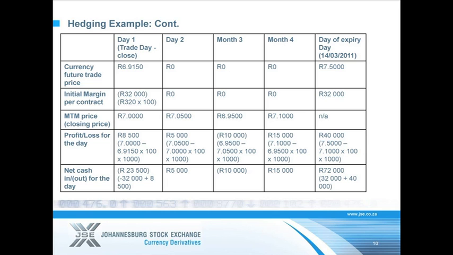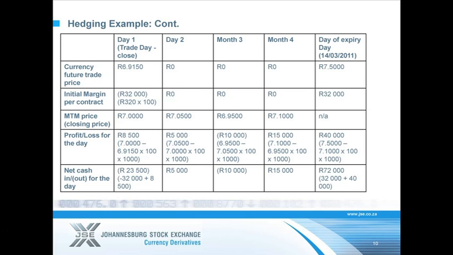But as you will see in the fourth column there, representing month 3, we are going to ask you to give us money tonight because we revalued at 6.95, so there was a loss of 10,000 Rand. This 10,000 Rand has to flow to the exchange that night. Similarly, on month 4, we close the market at 7.1, so 15,000 Rand will flow into your account. This process will happen every single day until you close your position. On the last day of expiry, we will close the position out irrespective of whether you have asked us to roll it to the subsequent expiry month.